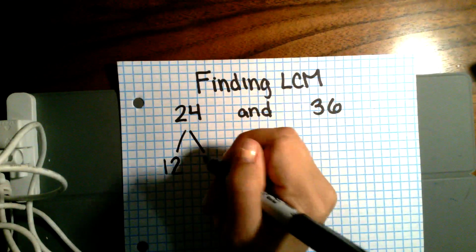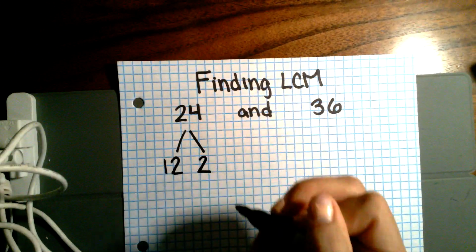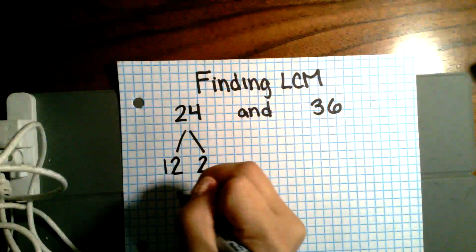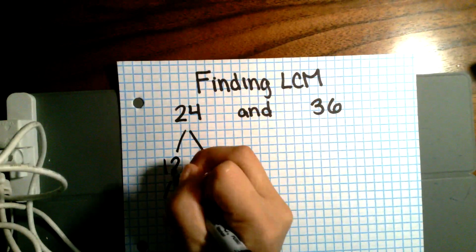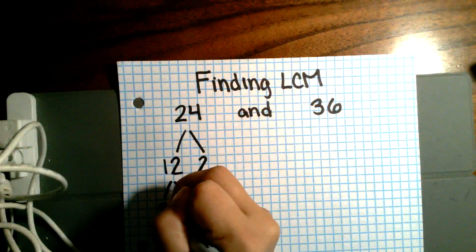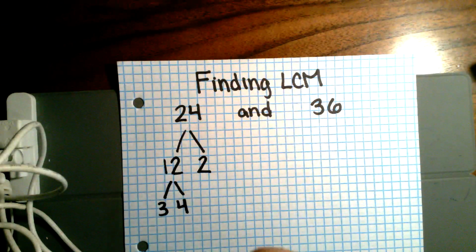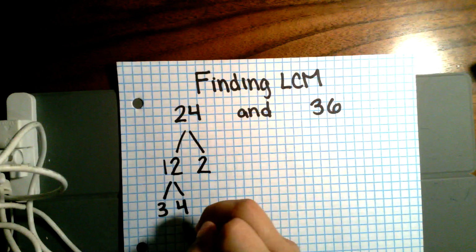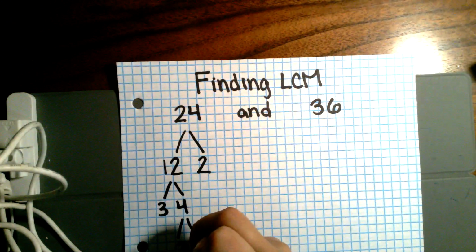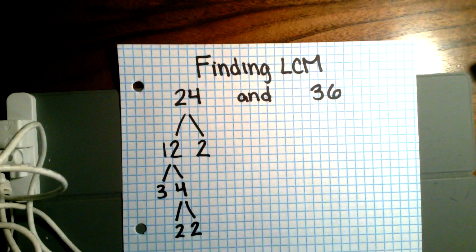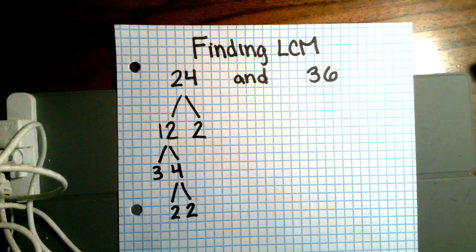So 12 times 2 would give us 24. 2 can just hang out because you can't break it down any further. 12, we could do 3 and 4, and we'll leave it like that. Can't break it down any further for 3. 4 can be broken down into 2 times 2. Okay, and so that is broken down as far as it can be.